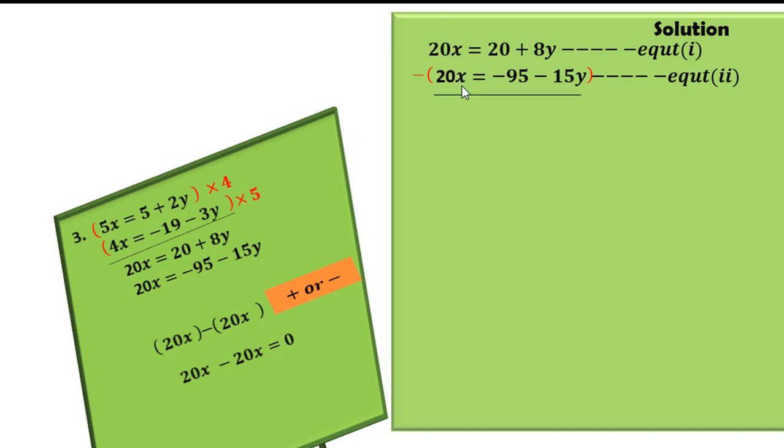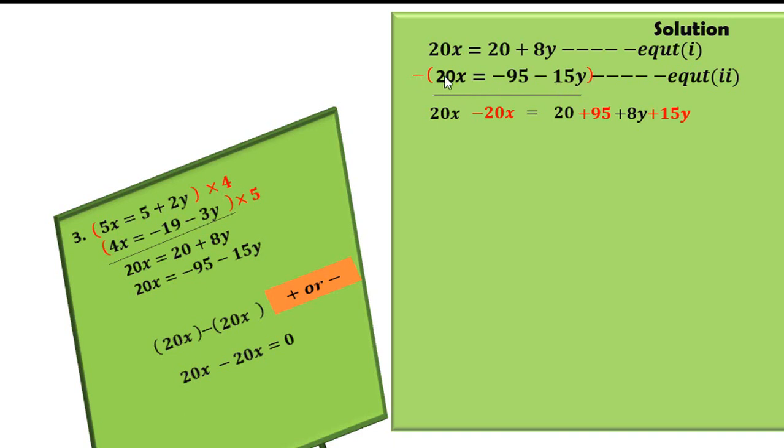X is normal, 20, that's going to be 20x, then minus 20x down, equal to 20 here, then minus multiplying minus 95. This negative multiplying negative 95 is going to be positive 95. This is 8y up here, then negative multiplying negative 15y is a positive 15y. So this negative changes everything in this bracket.